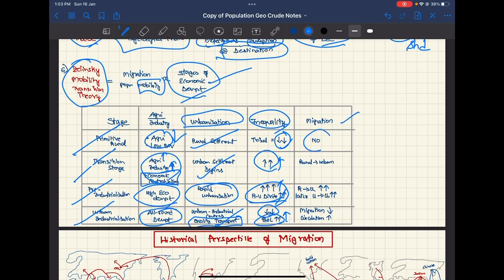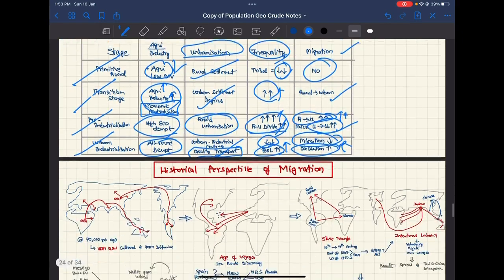Migration: here almost no migration. Here rural to urban migration starts. Here rural to urban migration is very high. Also urban to urban will start in later stages. Here migration will not be there, but circulation will be there due to better transport.